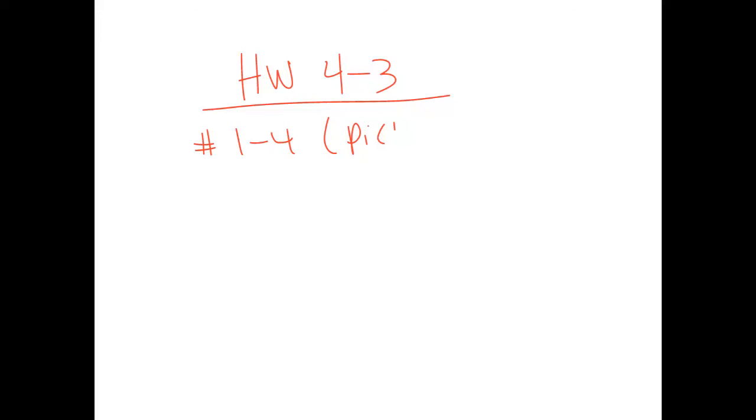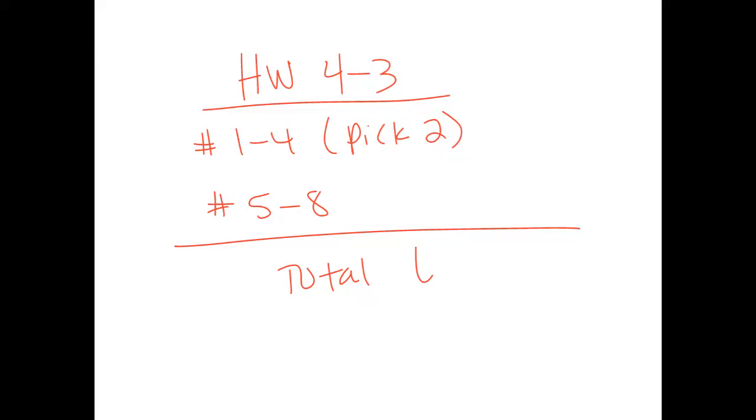So for your homework, what is it, 4-3? For numbers 1 through 4, you guys can just pick 2. And then you can do numbers 5 through 8. But you're doing total 6 problems. You can do all 8 problems if you want to, but I just want you to pick 2 from numbers 1 through 4, and then you can do the 2 graphing and the 2 tables. Okay? All right.